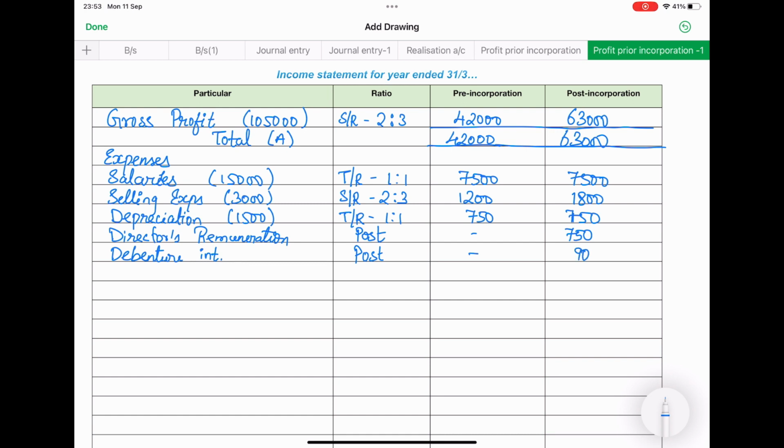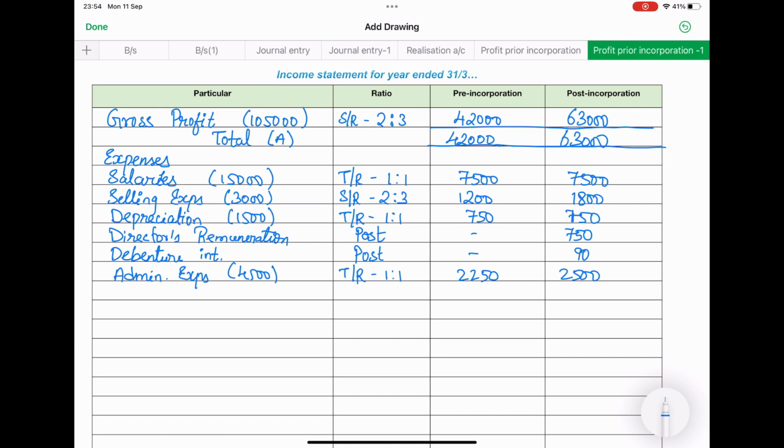Next we have administration expenses. In administration expenses, they have clearly mentioned rent. If they had given anything related to marketing, I would have taken other ratios. They have given rent, that's why time ratio 1:1. So total value is 4500 into 1 by 2, 2250, 2250. Next, so almost all the expenses we have taken.